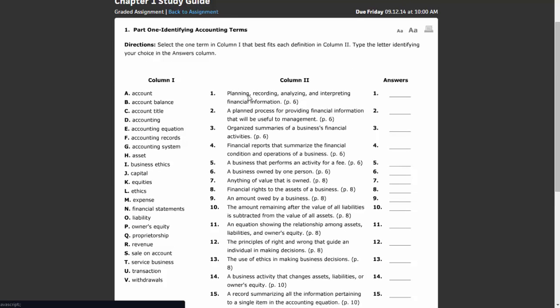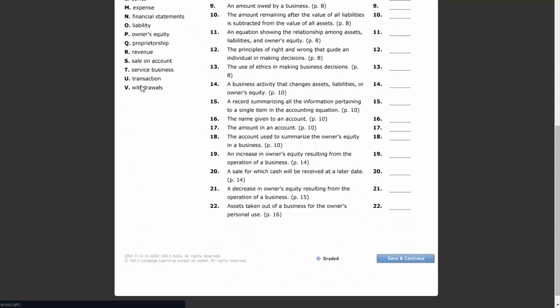So they want to know, number 1, planning, recording, analyzing, interpreting financial information. You have to figure out which word it is. Do you see right there it says P6? Guess where the answer is? Page 6. You'll go through and use these. Will you use each word more than once? No. Okay. So I'm going to go on to page 2.